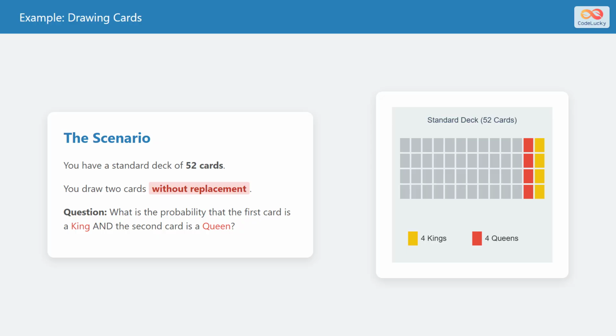Let's apply this to a real scenario. Imagine a standard deck of 52 cards. We are going to draw two cards in a row without putting the first one back. We want to find the probability that the first card is a king and the second card is a queen.